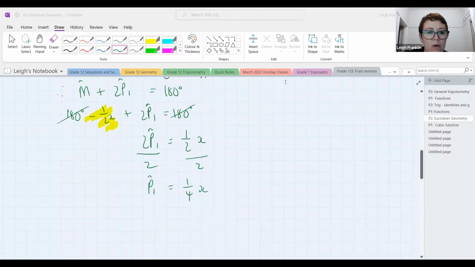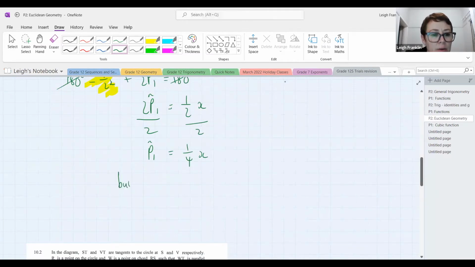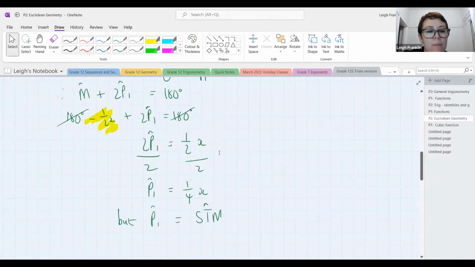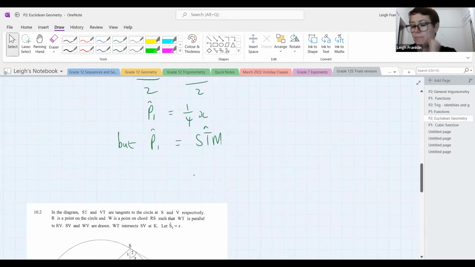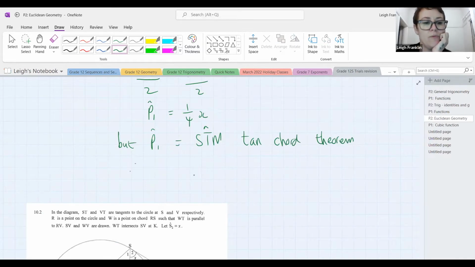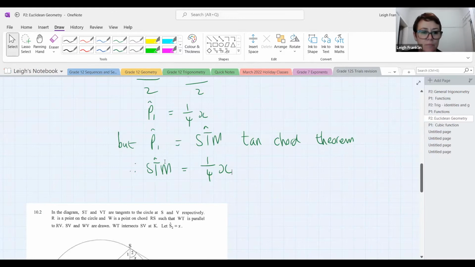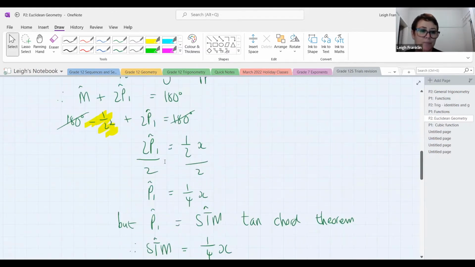All right, and now we can say, but P1 equals STM because of the tan chord theorem. So therefore, STM is 1/4 of x. All right. How do you feel? Does that make sense to everyone?